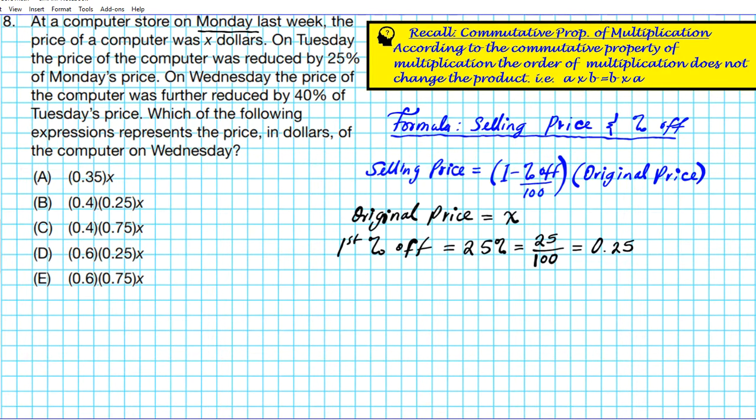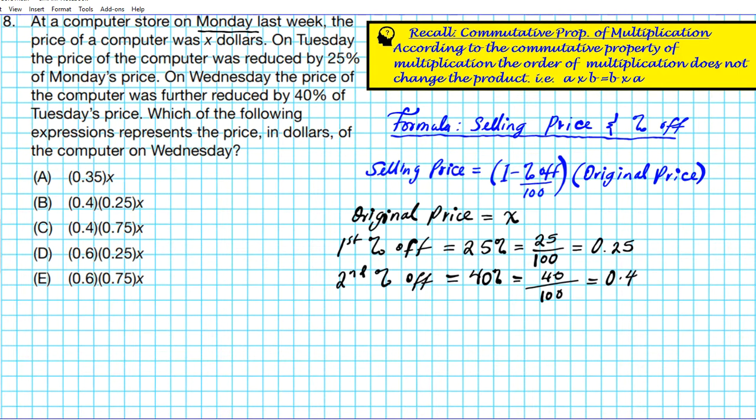Second percent off is the discount on Tuesday, which was 40%. 40%, let's write that in decimal form. 40 over 100, move the decimal point to the left 2 places, you have 0.4. Alright, so what's the selling price in this particular case?